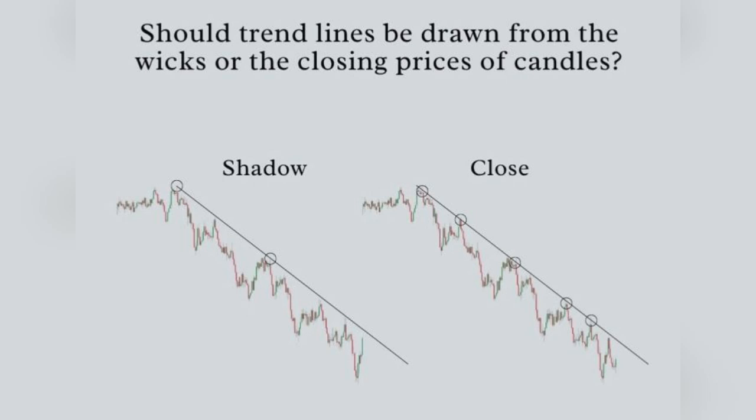Trend lines should be drawn in a way that gives the most meaningful representation of price movement. Sometimes, this means using the wicks. Other times, it's better to draw from the closing prices, or even a combination of both. What matters most is creating a trend line that clearly reflects the market structure.